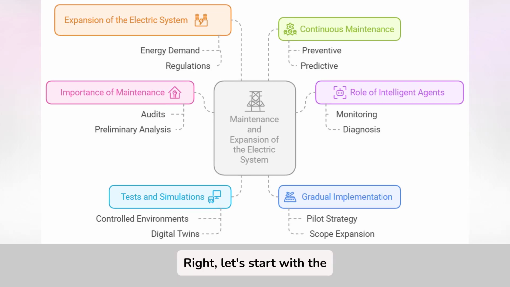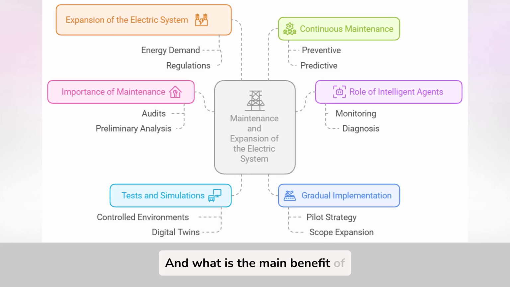Right, let's start with the basics. Transformer maintenance begins with preliminary audits and analysis. These activities are key to assessing the current condition of the equipment, identifying potential risks, and planning interventions. For example, visual inspections, inventory of the history of all overhauls performed in previous years, and tests such as dielectric oil analysis help us detect contaminants, leaks, or other problems.